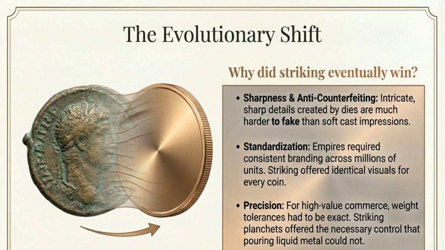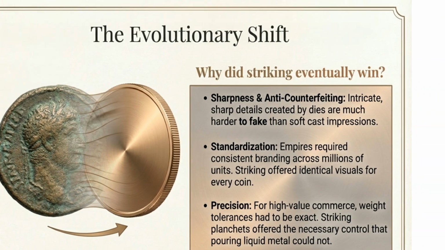Striking eventually won due to greater sharpness and standardization, which aided anti-counterfeiting efforts. It also offered the required precision for high-value commerce. The control offered by striking planchets surpassed the capabilities of pouring liquid metal.